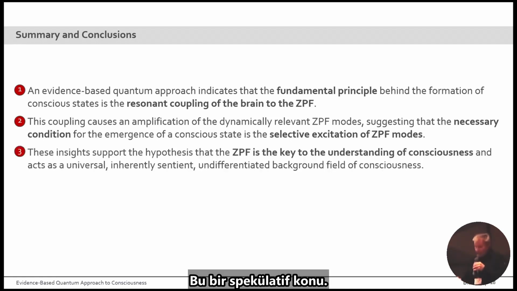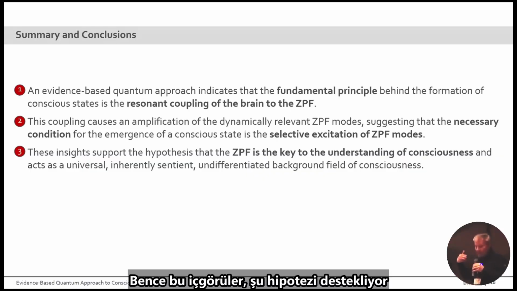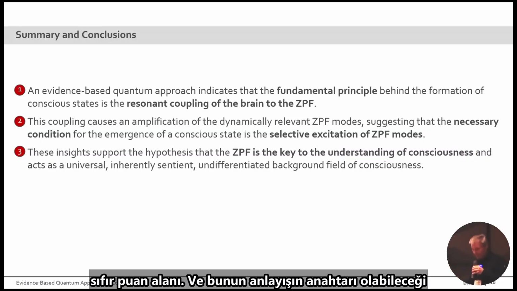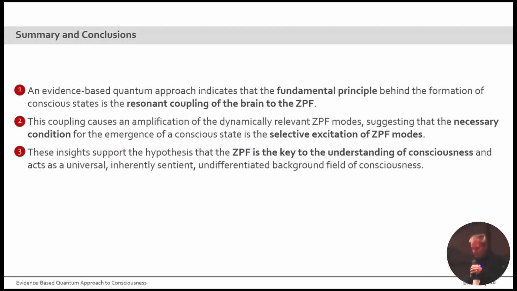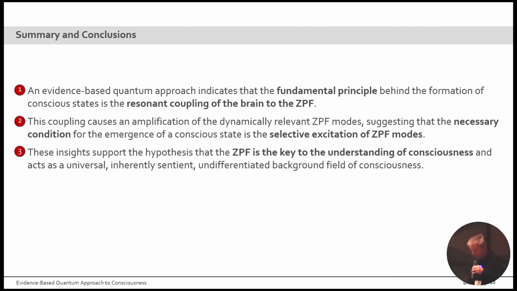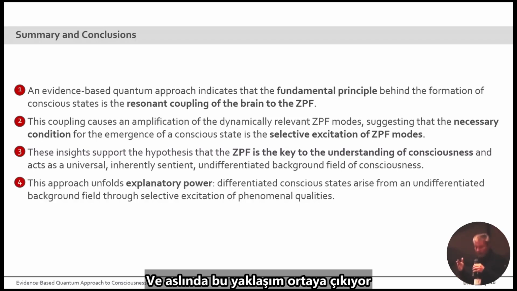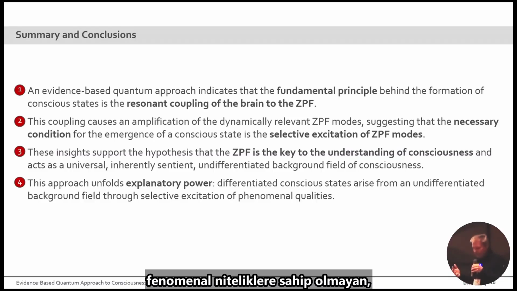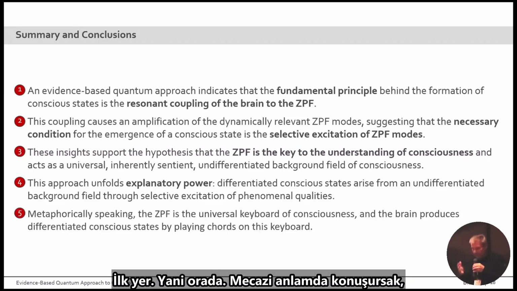Now, this is speculative. I think these insights support the hypothesis that it's not the brain that may be the most important thing to study, but the zero-point field, and that this may be the key to the understanding of consciousness, and may act as a universal, inherently sentient, undifferentiated background field of consciousness. And actually this approach unfolds enormous explanatory power because it explains how differentiated conscious states arise from an undifferentiated background field through selective excitation of phenomenal qualities, without having the need to explain the existence of consciousness in the first place. So it's there. So metaphorically speaking, the keyboard of consciousness is the zero-point field.